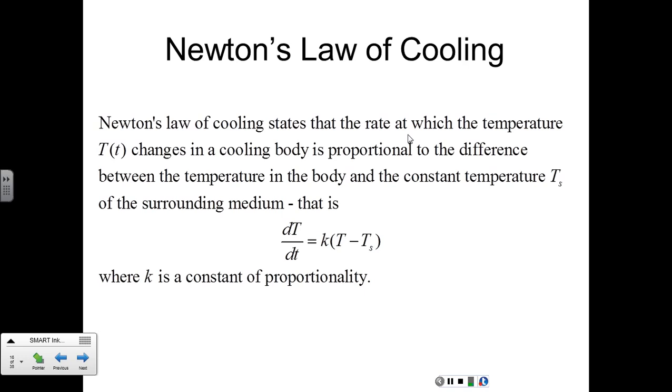This is the model you need to write down. This is the one that you're going to use on all the cooling problems. dT over dt. Those are two different T's. The big T stands for temperature. The little t stands for time. K is a constant of proportionality. T sub S means the surrounding medium, or in some books you might hear this called the ambient temperature.